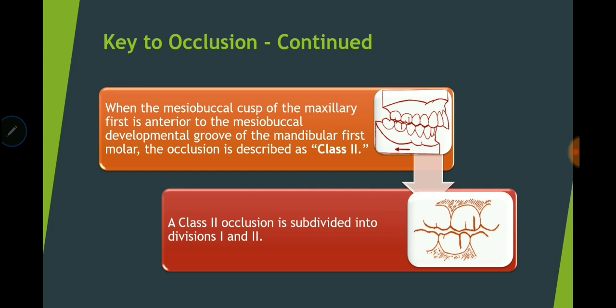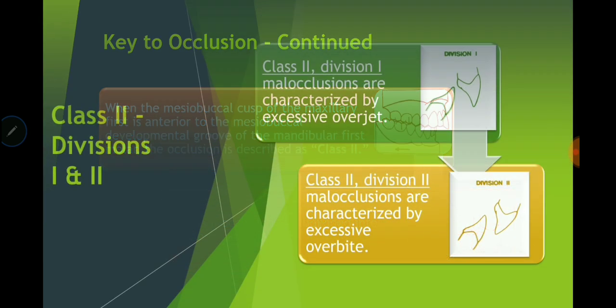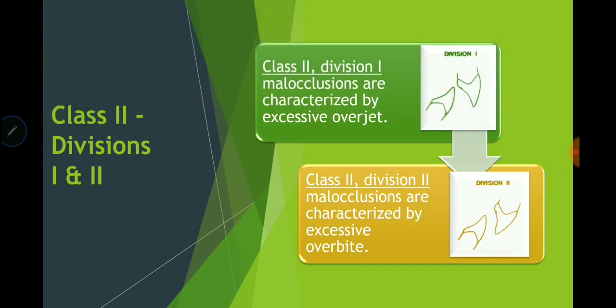When the mesiobuccal cusp of the maxillary first molar is anterior to the mesiobuccal groove of the mandibular first molar, this is called class 2. Class 2 occlusion is subdivided into division 1 and division 2. Class 2 division 1 malocclusions are characterized by excessive overjet. Class 2 division 2 malocclusions are characterized by excessive overbite. Class 2 division 1 is excessive overjet.